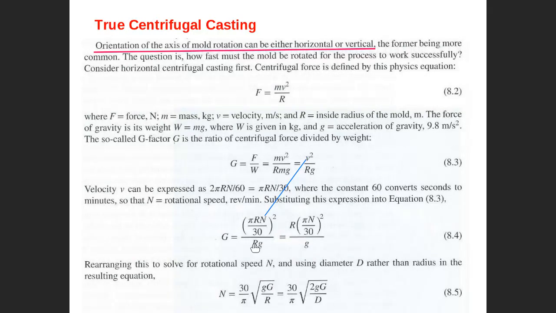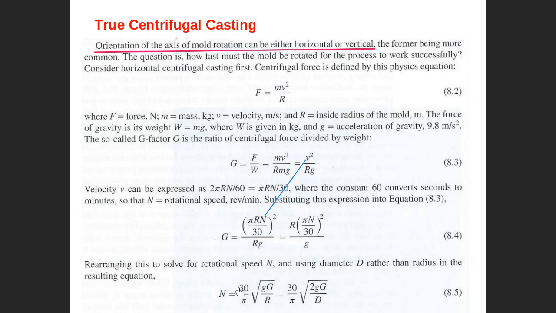Okay, then this r cancels with one r. This is r squared, this is r. Then r taken out, multiplied by pi N divided by 30, squared, divided by g. Then we need N. Actually, N is very important, because RPM shows a limit. Up to a certain speed or RPM, casting will not happen. We need to increase the speed so that this satisfies the condition.